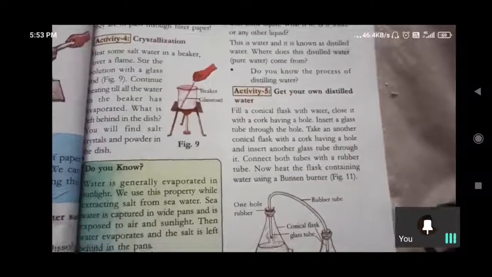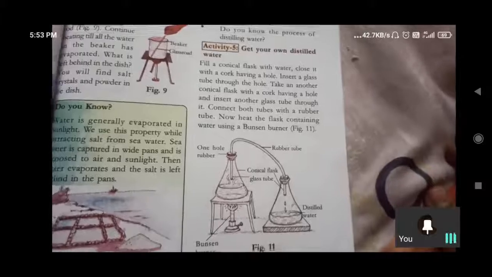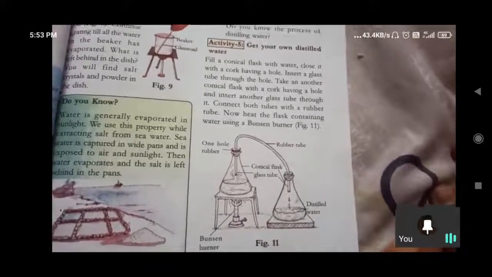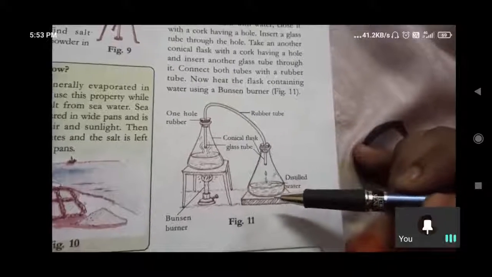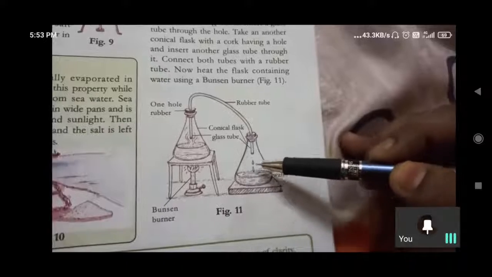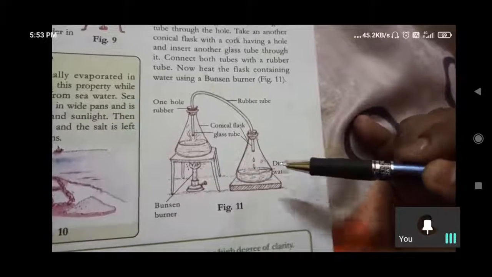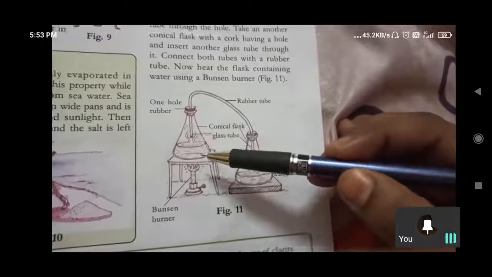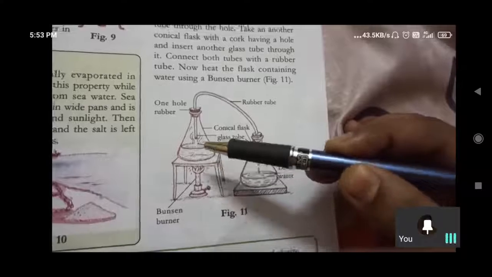So distillation is the process of getting distilled water from boiled water by evaporating and collecting that evaporated water into another conical flask. After a certain time it will cool down and become water. That water is called distilled water. Here we are keeping a conical flask on top of the Bunsen burner like this and boiling the water.